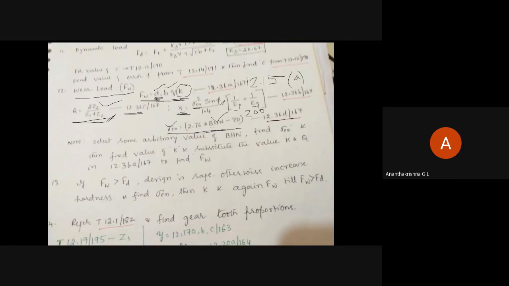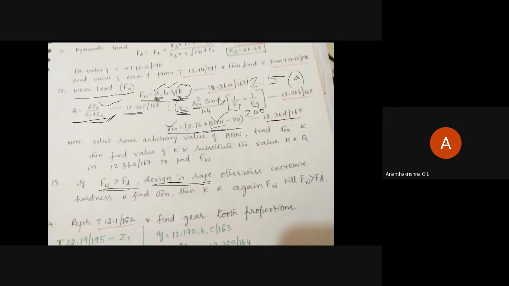So endurance strength you have found out by assuming some value of BHN. Substitute the value of endurance strength in the equation for K, take Young's modulus of pinion and gear as 2 into 10 power 5 megapascal, phi as pressure angle, calculate the value of K, substitute this value of K into the equation of wear load. Got it? Suppose if wear load is greater than dynamic load, then we can say design is safe. What if wear load is less than dynamic load? Then design is not safe.